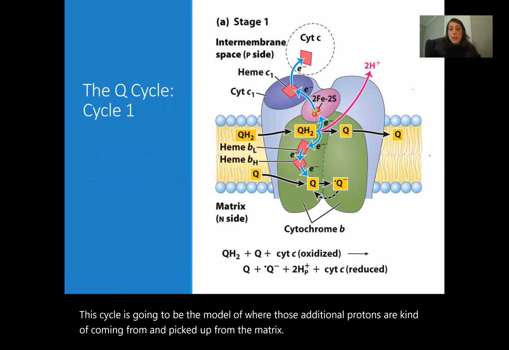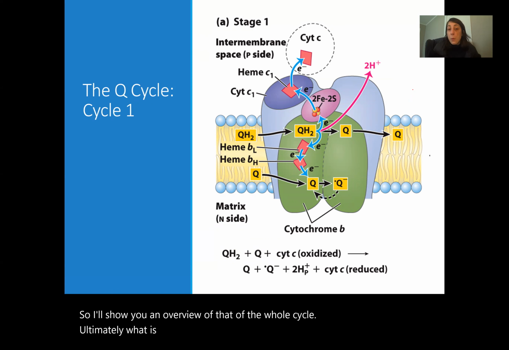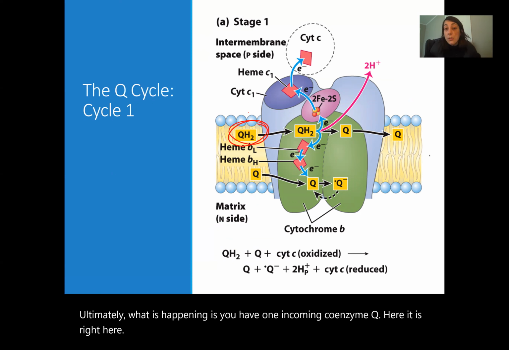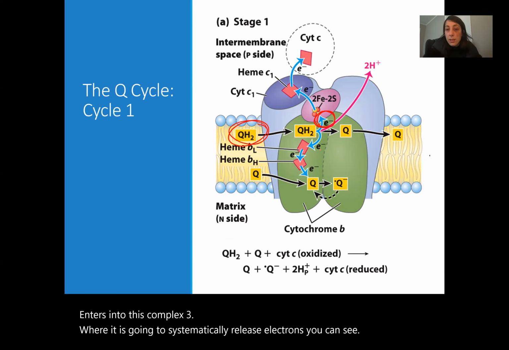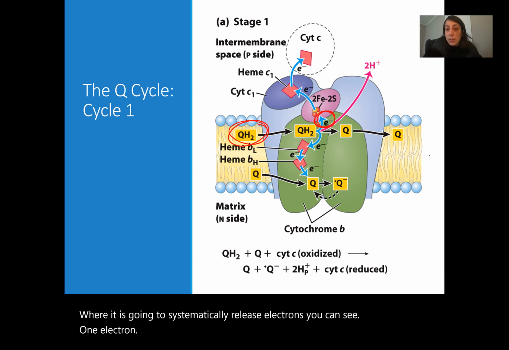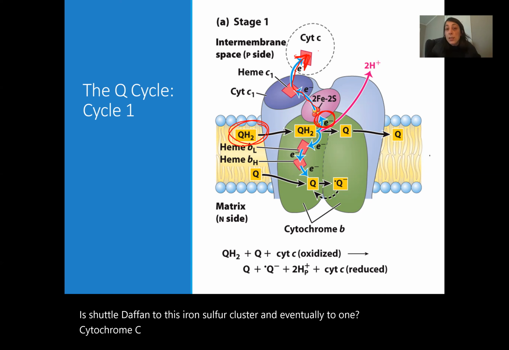So I'll show you an overview of the whole cycle. Ultimately, what is happening is you have one incoming coenzyme Q. Here it is, right here. Here's our QH2. The QH2 enters into this complex 3, where it is going to systematically release electrons. You can see one electron is shuttled off onto this iron sulfur cluster and eventually to one cytochrome C. Remember, cytochrome C only carries one electron.